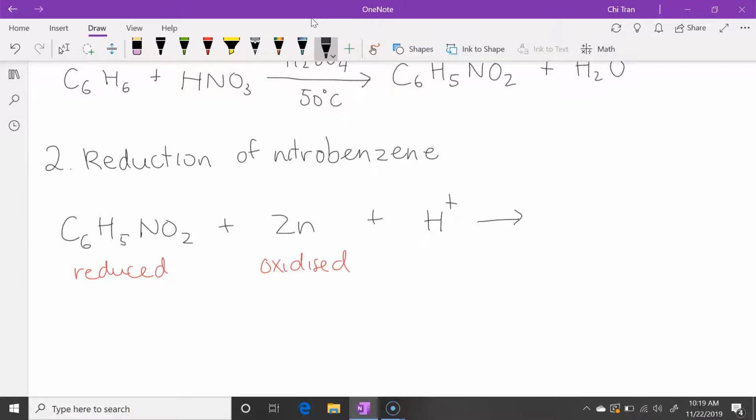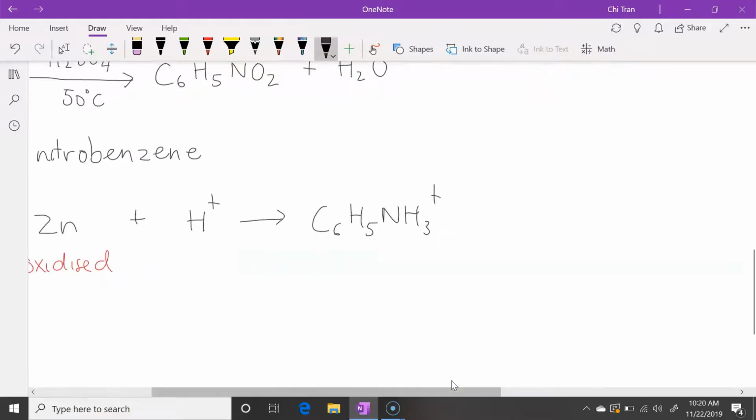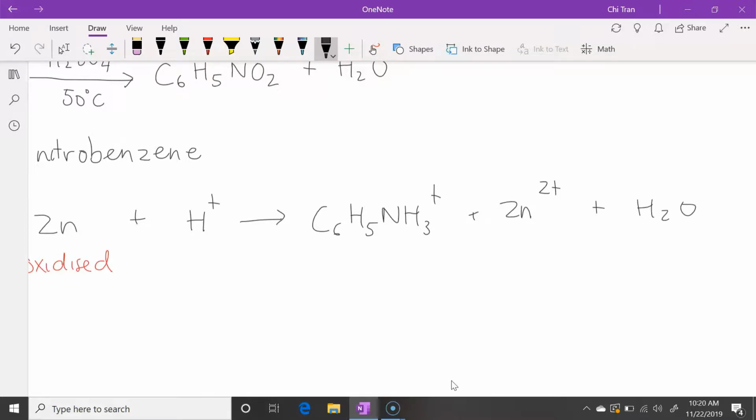And the product of this reaction is a reduced nitrobenzene in the form of C6H5NH3+, as well as Zn2+ and water as the byproduct.